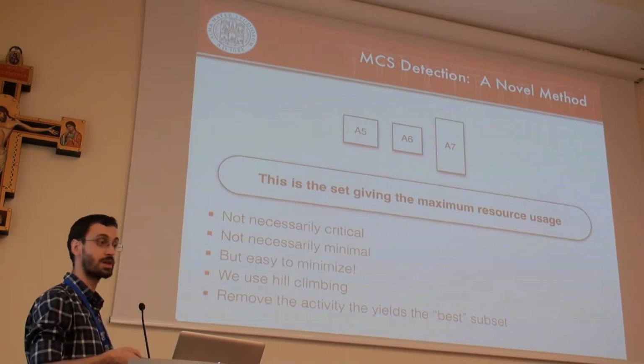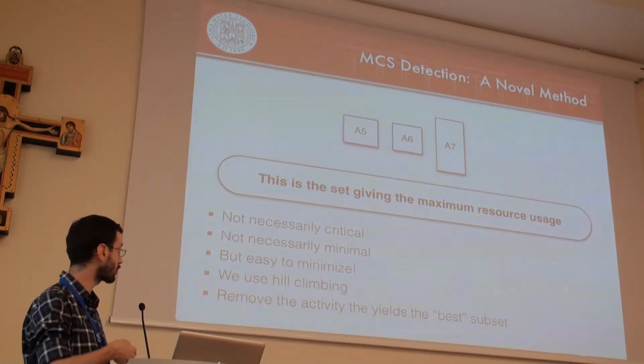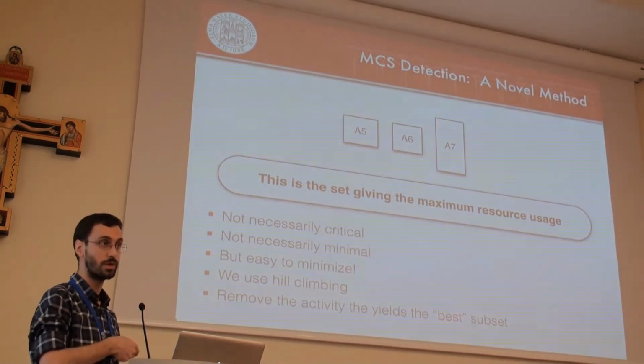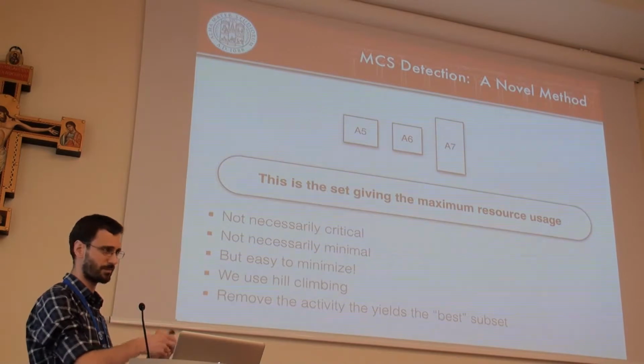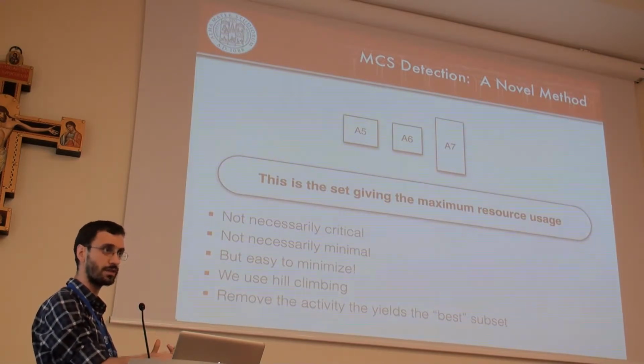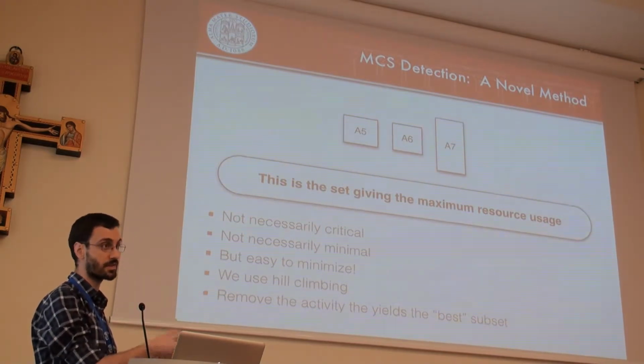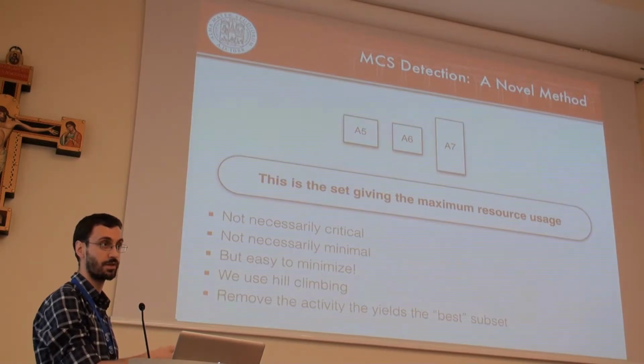For example, we can do some greedy minimization. This is what we try to do. We use a greedy procedure. We remove activities from the set, and we always look for the activity that yields the subset with the best ranking according to a selected heuristic.